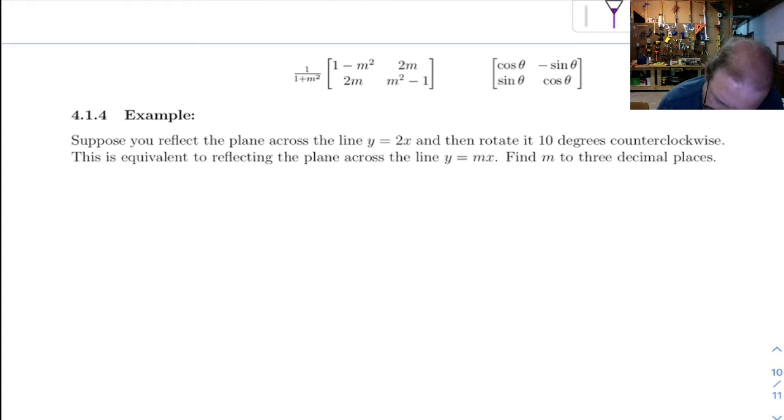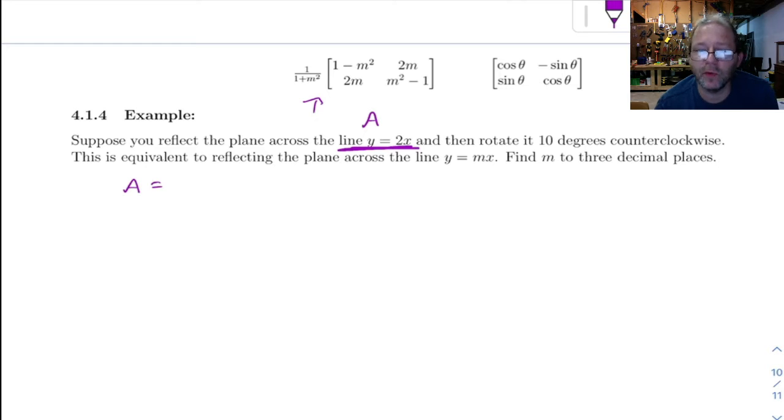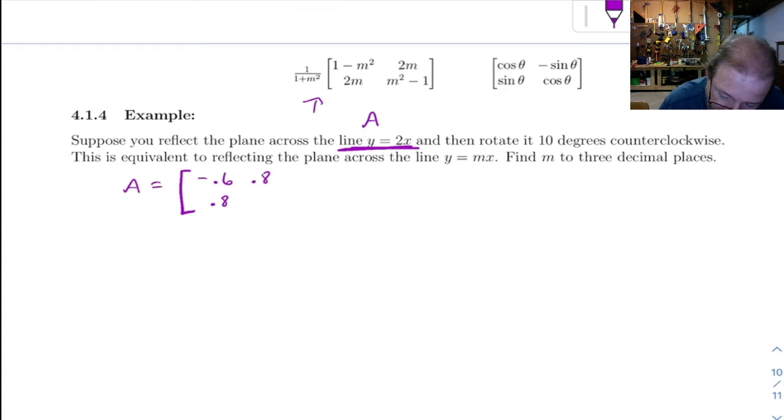Okay, setting this up is going to be a bit tedious. For y equals 2x, we'll plug 2 into here. Let's call this A. In our A matrix, we've seen this one before. It's negative 0.6, 0.8, 0.8, 0.6.